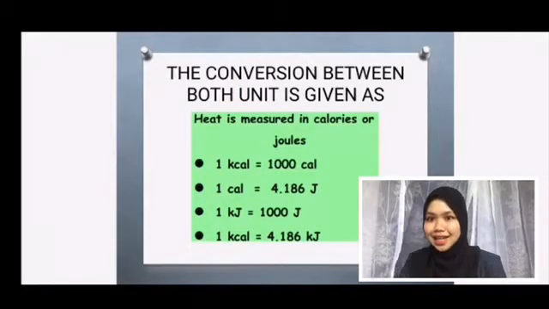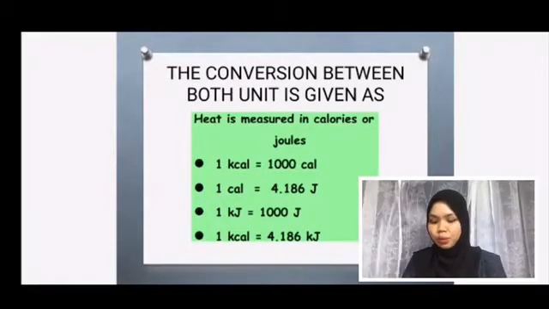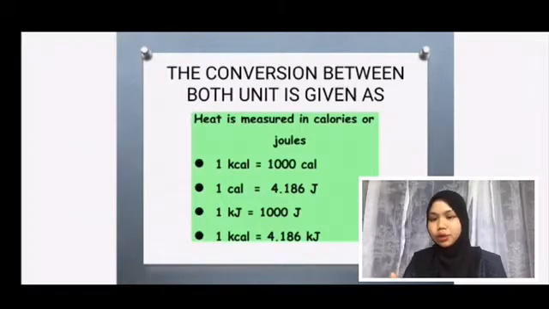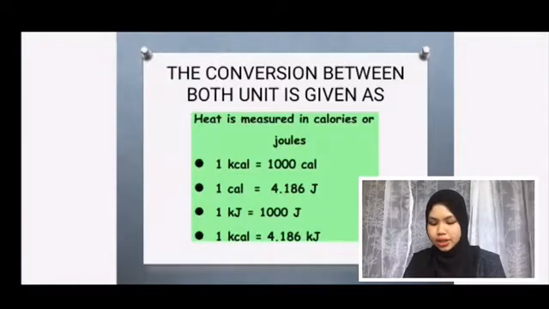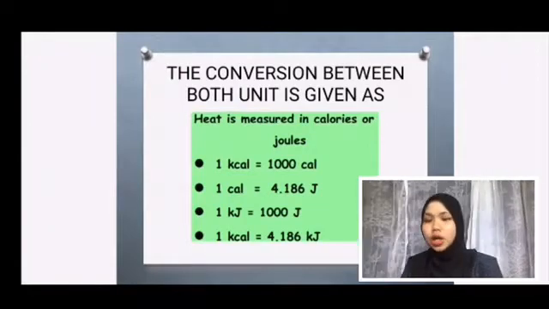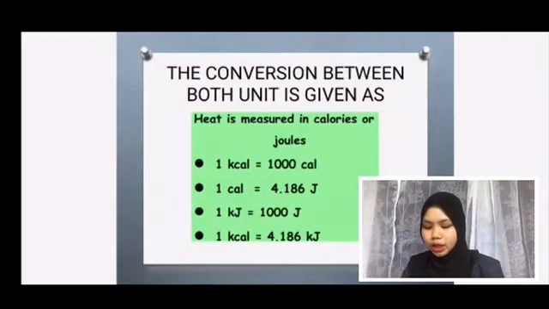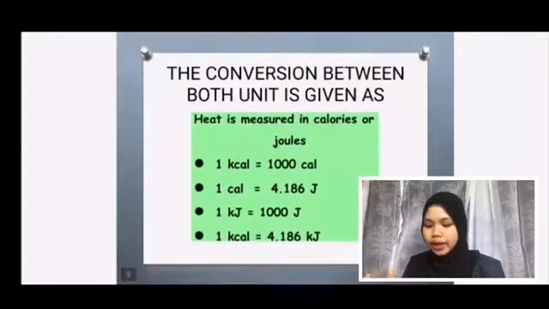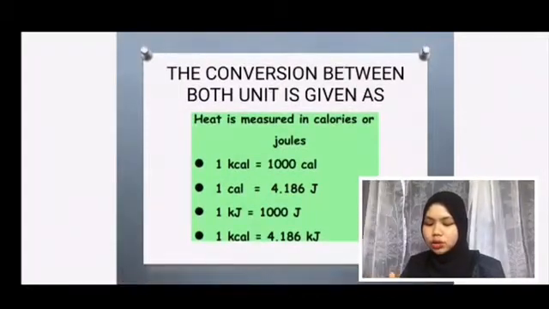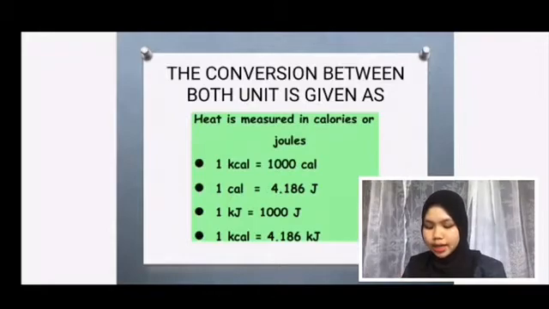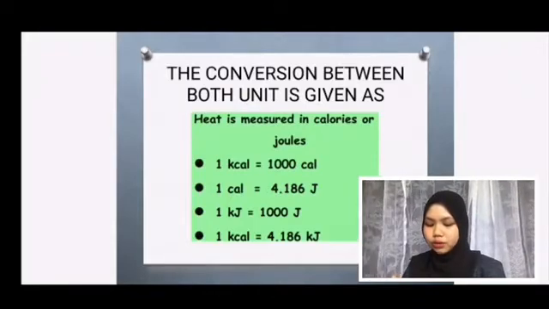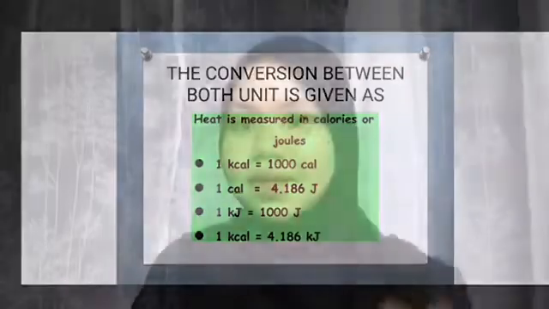So this is the last part of my slide about the conversion between both units that we actually use in this topic, heat. Heat is measured in calories or joules. 1 kilocalorie is equal to 1000 calories. 1 calorie is equal to 4.186 joules. 1 kilojoule is equal to 1000 joules, and the last one, 1 kilocalorie is equal to 4.186 kilojoules. That's all from me. So now I will pass this session to Hafiz to continue about calorimeter.